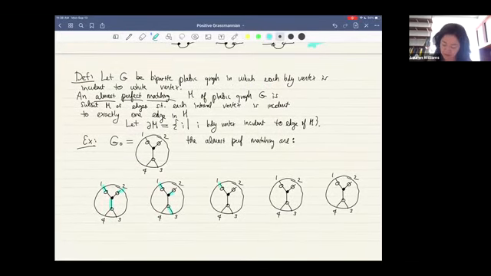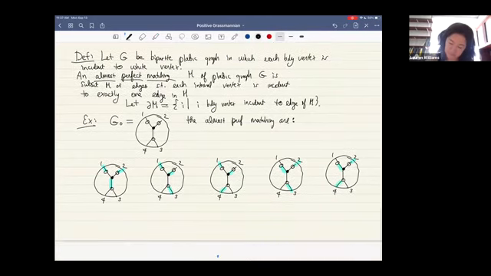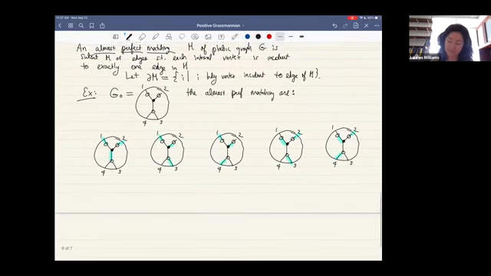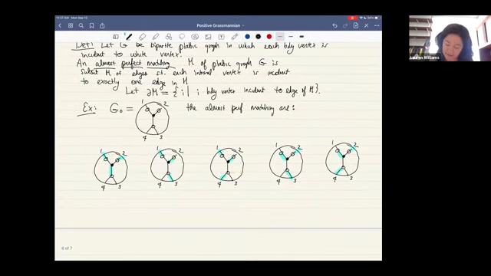Okay, so these are the almost perfect matchings. And in this case, if M is this matching right here, then I would say that partial M is 1 and 2, because 1 and 2 are the boundary vertices touching one of the edges from my matching.